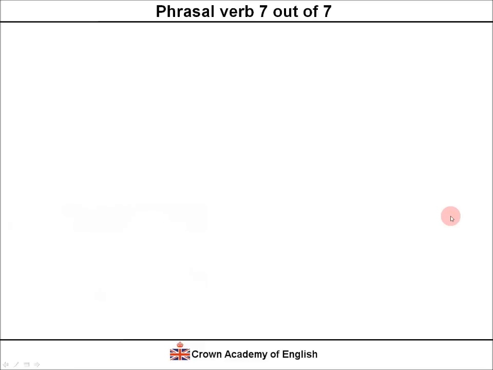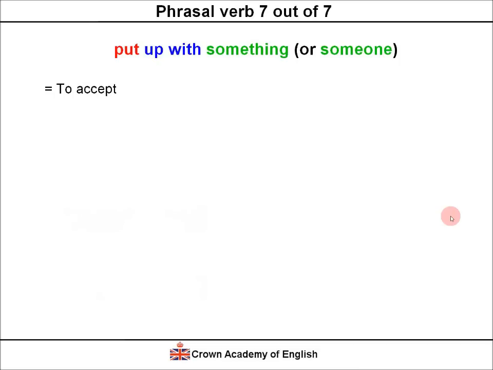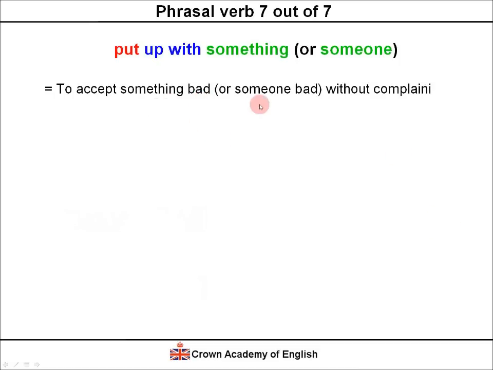Phrasal verb 7. Put up with something or put up with someone. And this means to accept something bad or someone bad without complaining. So we are accepting a bad situation that we don't like, but we are forced to accept it. We don't like it, but we accept it.